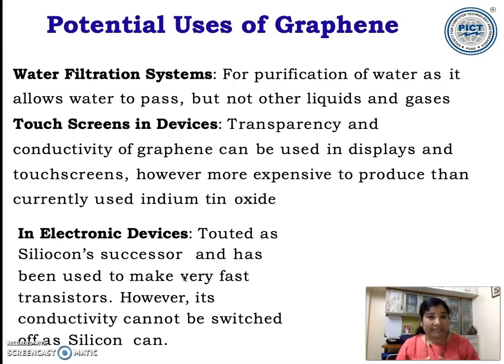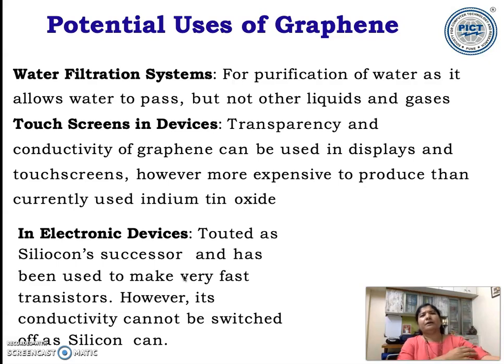Once we get the graphene, where can it be used? The application is always related to the structure, or mainly the properties, of the material. As far as graphene is concerned, we have seen in the properties that it is highly impermeable. It doesn't allow even helium atoms to pass through it. So it can be used as a filter in a water filtration system, wherein it will allow only water to pass through it and not other liquids and gases.